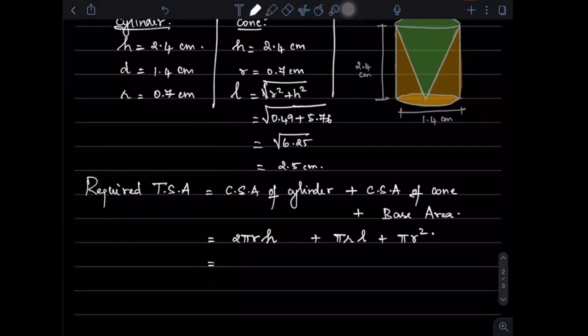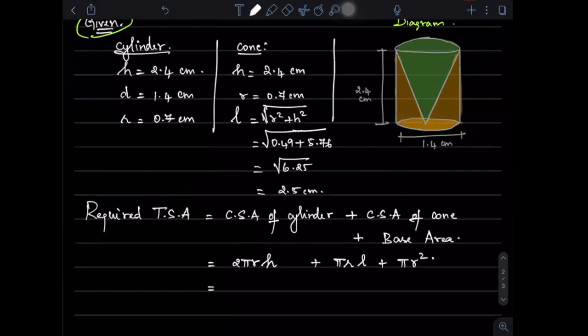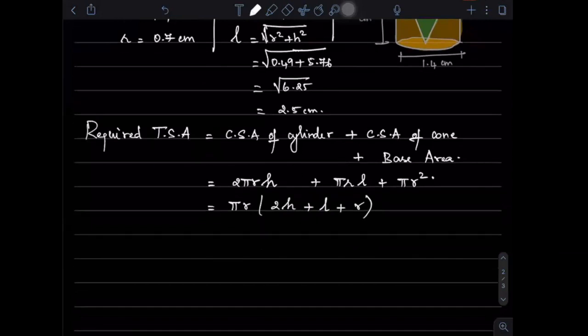So now, this is a common value. Here, r is common. Pi is common. So can I take pi r outside? If I take pi r, I told you, use factorization to simplify. So what do I get? Pi r into 2h plus l plus r. So then you substitute the value.